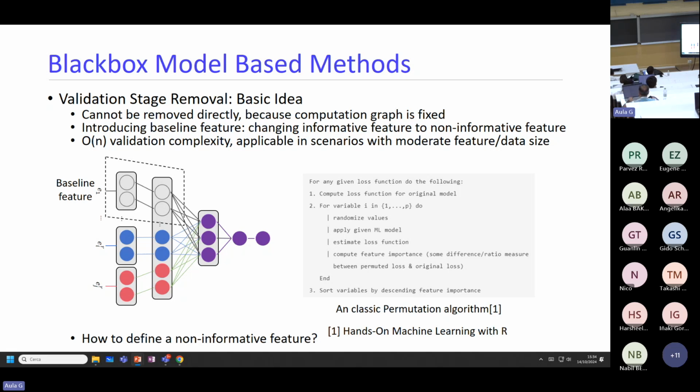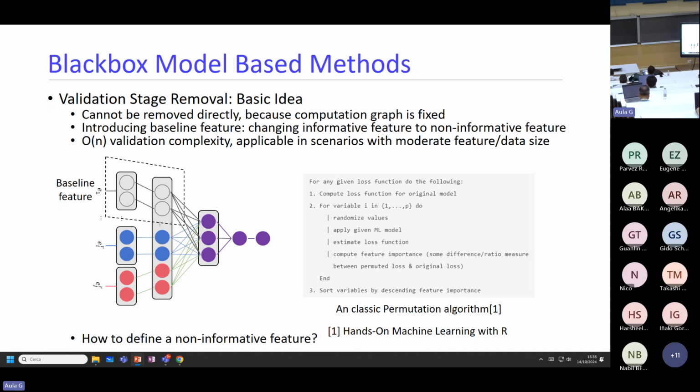In the lower right of this slide, we provide the classical permutation algorithm, which belongs to this paradigm. They iterate over the feature set, and for each feature, they permute its values and compute the difference between the validation loss before permutation and the validation loss after permutation. This operation has linear validation complexity, and it is still applicable in scenarios with moderate feature and data sets. But in industry, if we have 1,000-level features, it still takes too much time.